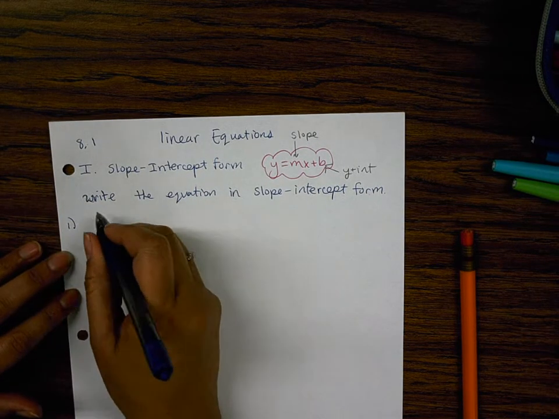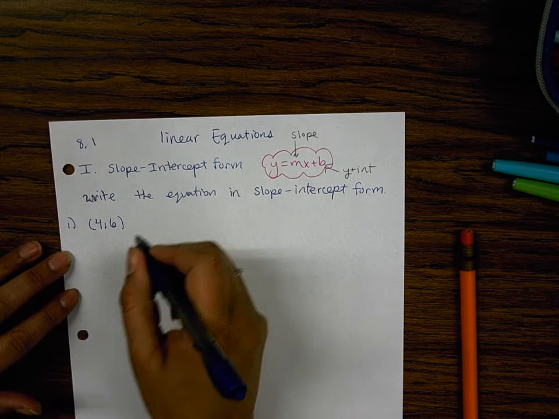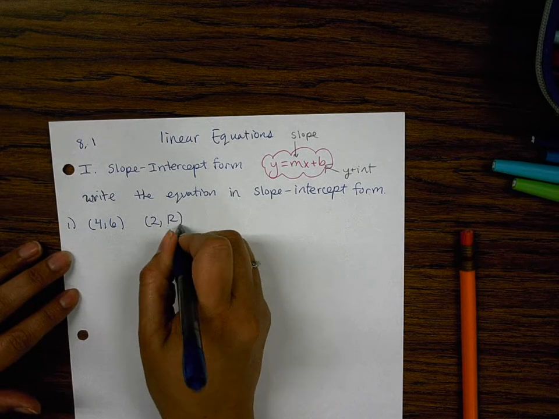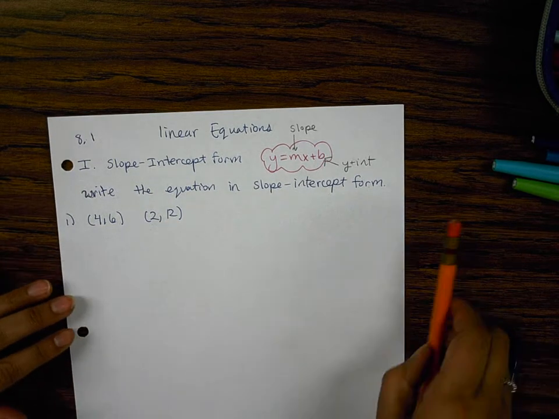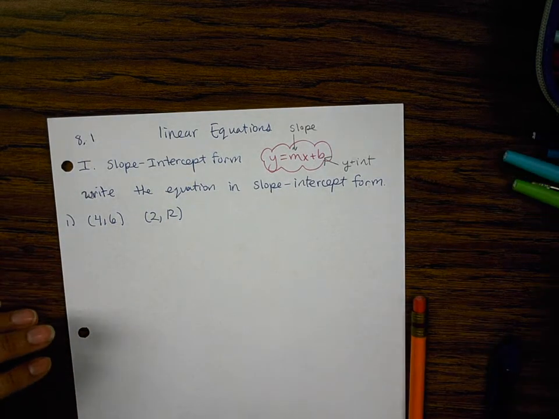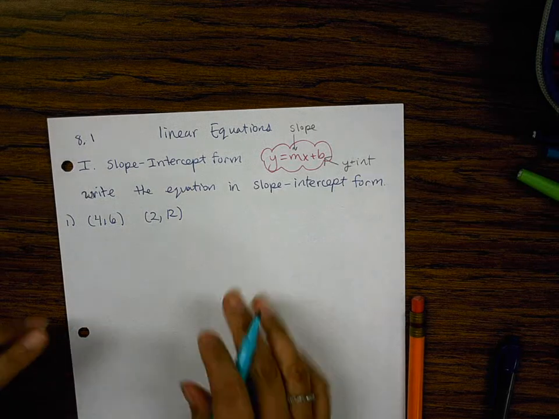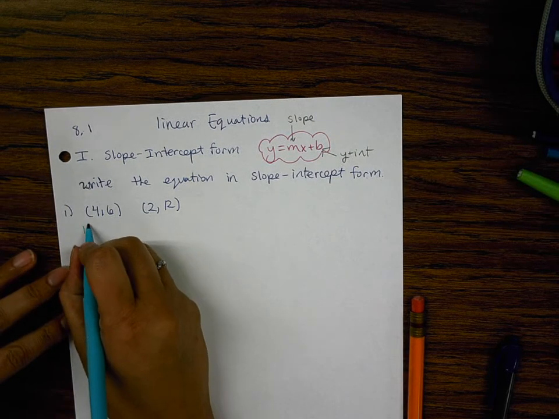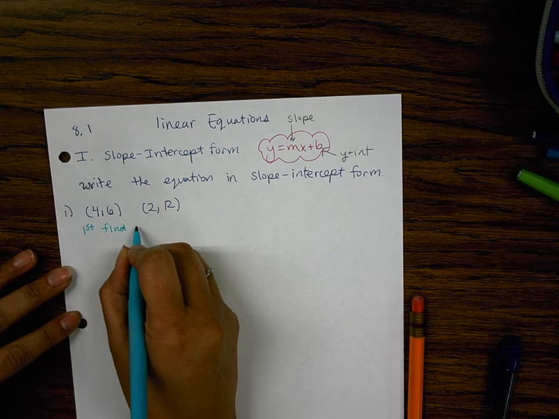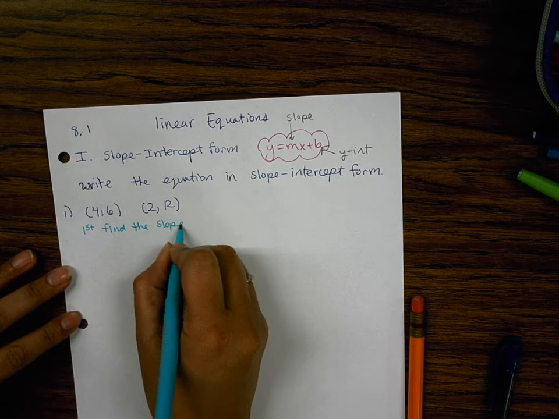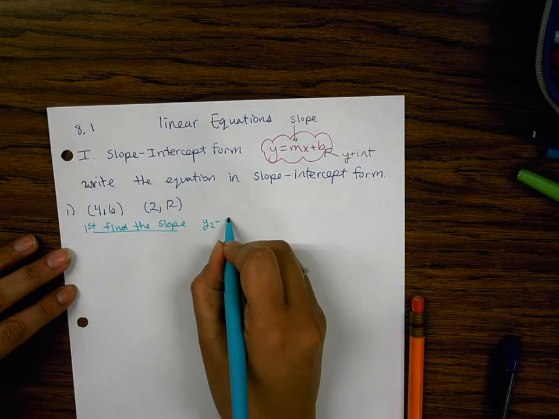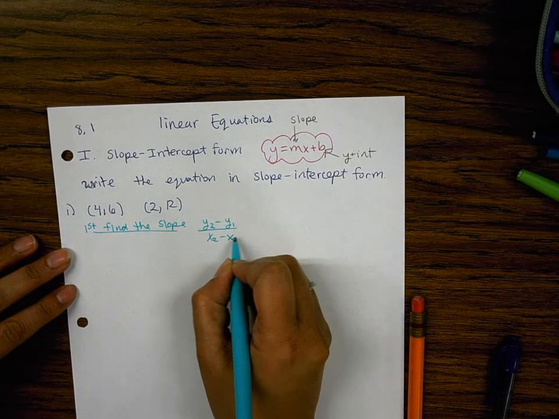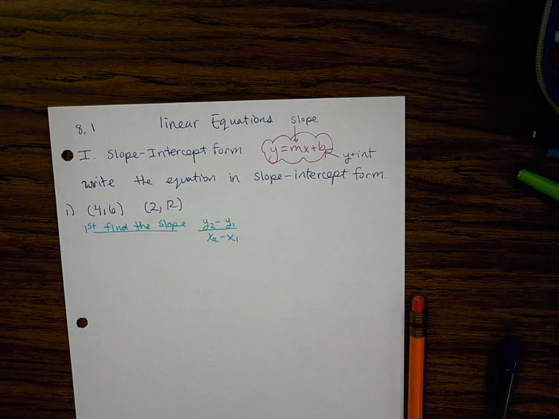Okay, number 1, it passes through the 2 points (4, 6) and (2, 12). So we're looking for the equation of the line that goes through these 2 points in slope-intercept form. Now, if you remember back from middle school possibly, but for sure in Math 1, the first thing you do is find the slope. Now this requires you to remember the slope formula, which is y2 minus y1 over x2 minus x1.